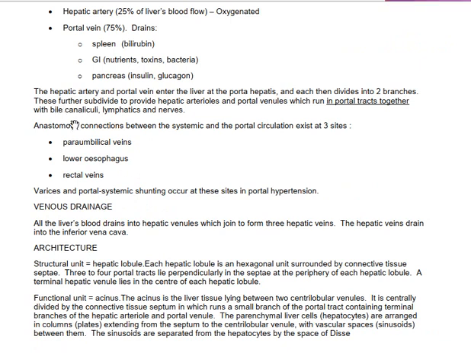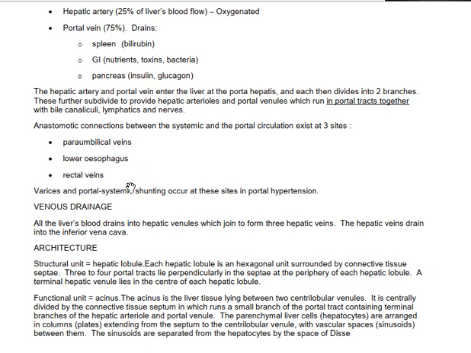Now you need to know what anastomotic connection between the systemic and the portal circulation exists. The portal circulation and the systemic circulation exist as an anastomosis at the level of the periumbilical veins, because of the ligamentum teres. These periumbilical veins are just derivatives of the umbilical vein. The next we have the lower esophagus from the left gastric vein, and we have the rectal vein.